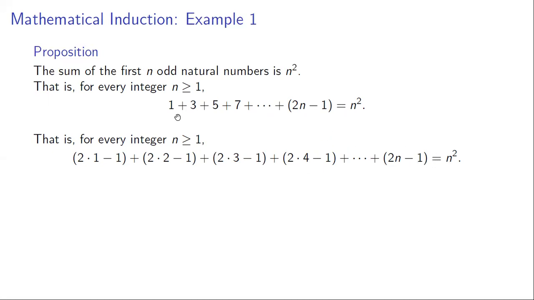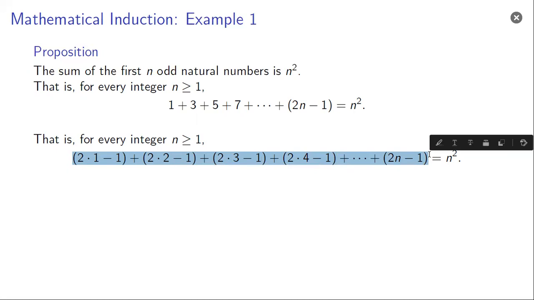Notice the pattern here. The first odd natural number is 2 times 1 minus 1. The second odd natural number is 2 times 2 minus 1. The third odd natural number is 2 times 3 minus 1. The fourth odd natural number is 2 times 4 minus 1. The nth odd natural number is 2 times n minus 1. Okay, so the proposition claims that this sum, the sum of the first n odd natural numbers, is n squared.